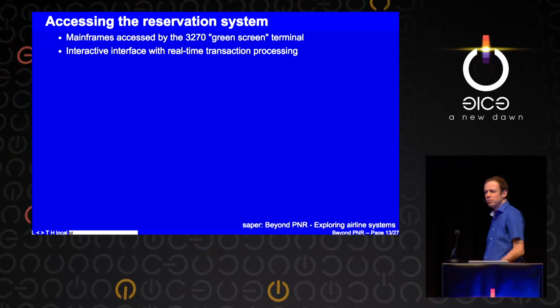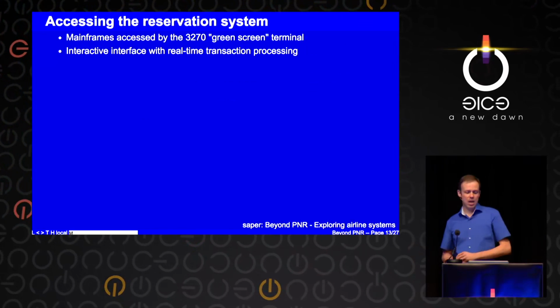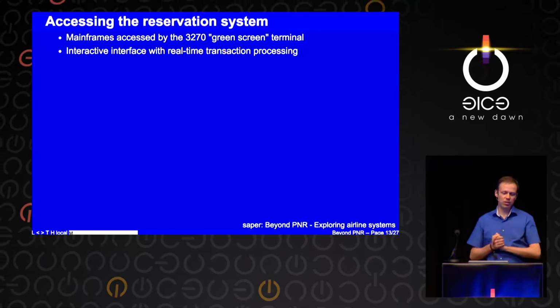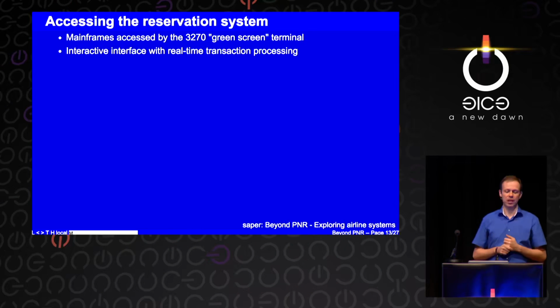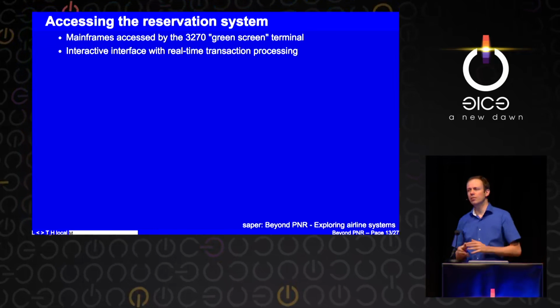So how do we go about creating PNRs, and how do we work with them? Practically all reservation systems are mainframe systems originally meant to be accessed by a 370 green screen terminal. If any of you has ever had a chance to touch a mainframe, that's exactly how it looks. However, those systems provide an interactive interface with real-time transaction processing, and it's really fast. And given the amount of transactions they process, the scale of the processing going on there is sometimes hard to imagine.